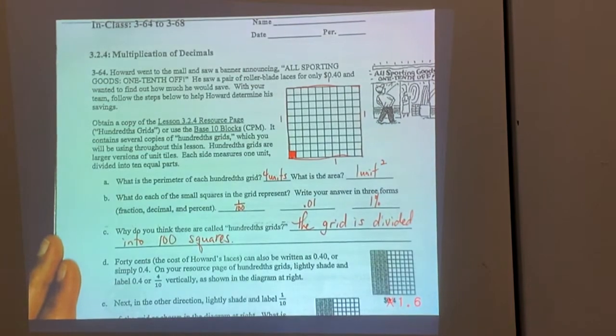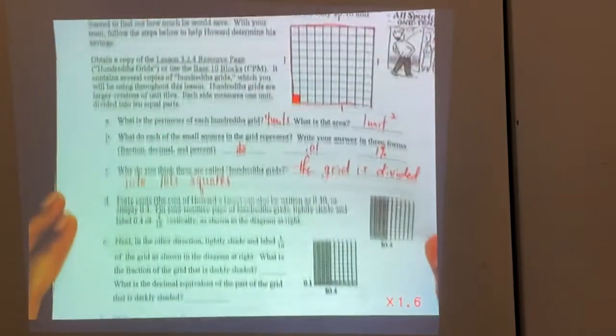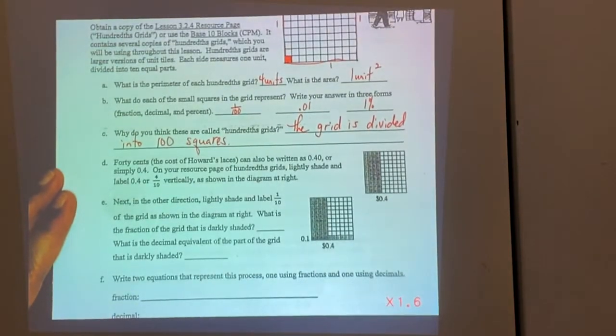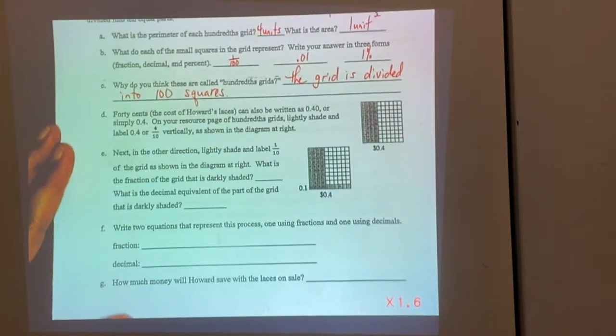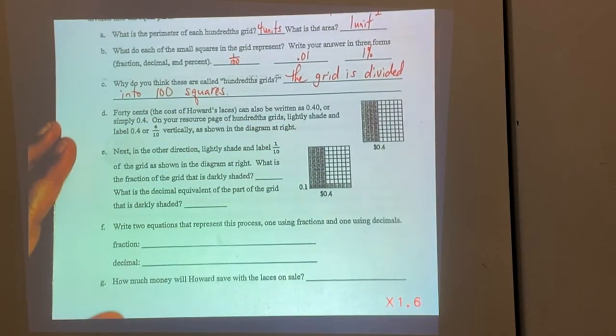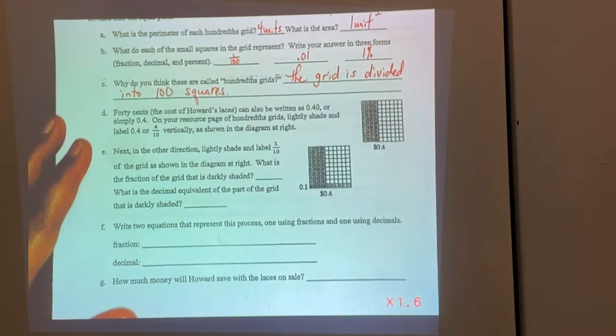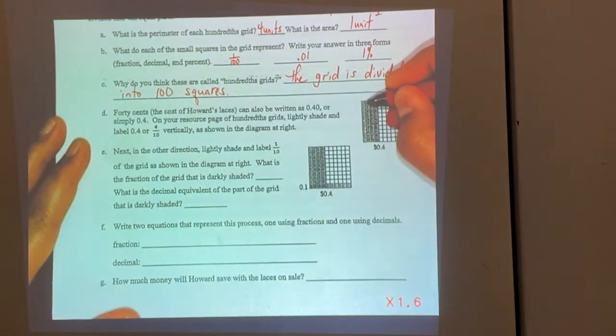How we do? Okay. Scoop this up. Can I get the whole thing in? No. 40 cents, which is, I'm going to put the whole rest of it in there so I don't have to move it again. Okay. 40 cents. The cost of Howard's laces can also be written as 0.40 or simply as 0.4. On your resource paper of the hundreds grid, lightly shade and label it as 0.4. Okay, so 40 over 100 is like there's 10, 20, look, 30, 40.